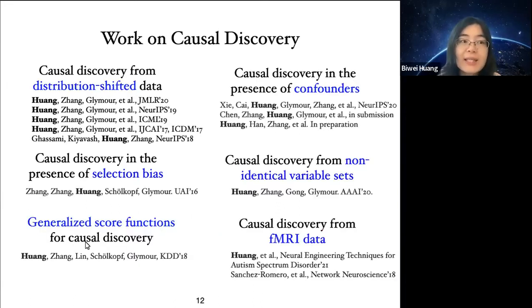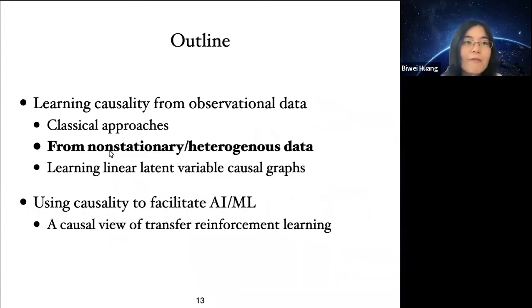So one aspect of causality-related research is on developing causal discovery approaches that rely on weaker assumptions. For example, how to do causal discovery in the presence of distribution shifts, latent confounders, or selection bias, and even from non-identical variable sets. In the following, I will focus on two projects in causal discovery.